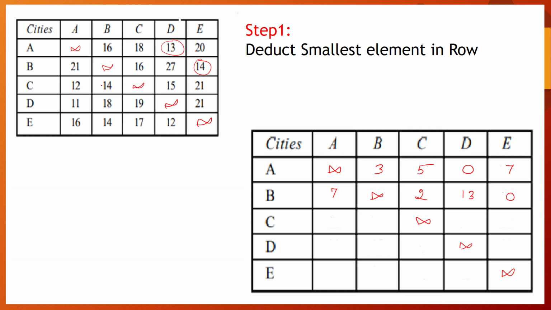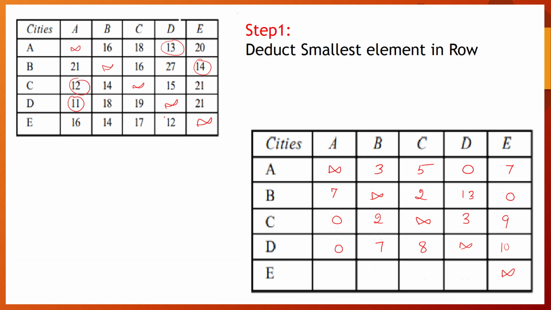In the third row the minimum is 12. 12 minus 12 is 0, 14 minus 12 is 2, 15 minus 12 is 3, 21 minus 12 is 9. And in the next row the minimum is 11. So 11 minus 11 is 0, 18 minus 11 is 7, 19 minus 11 is 8, 21 minus 11 is 10.